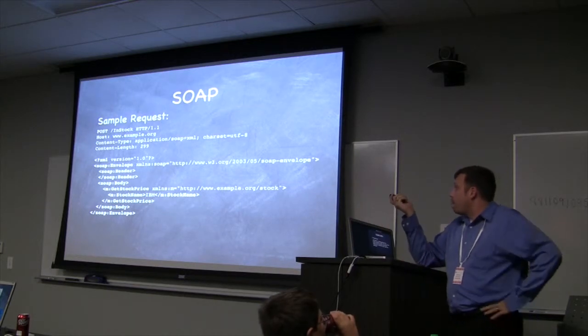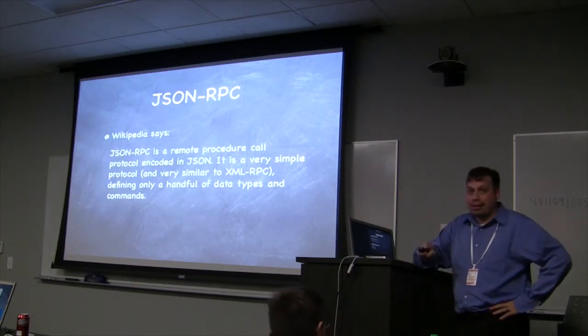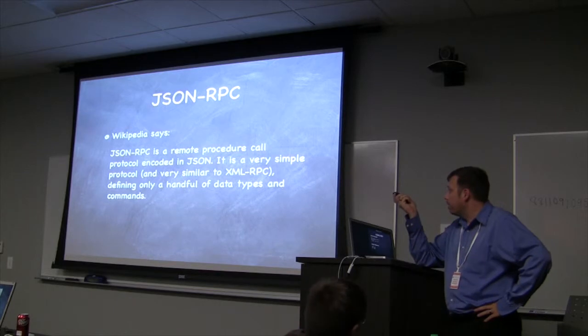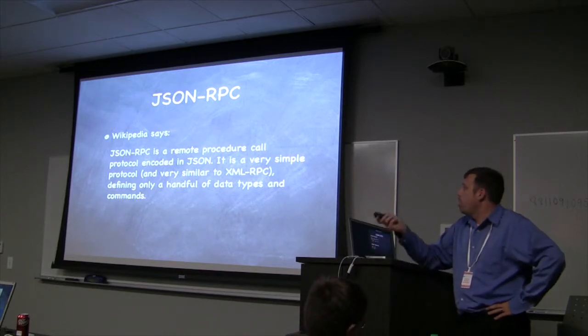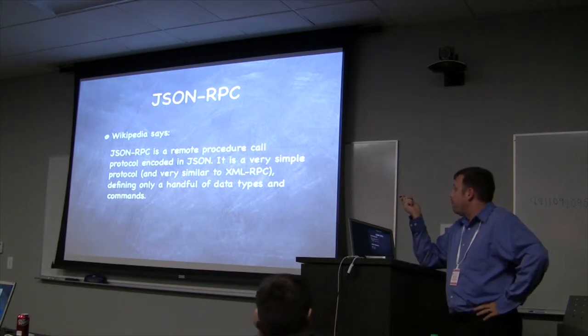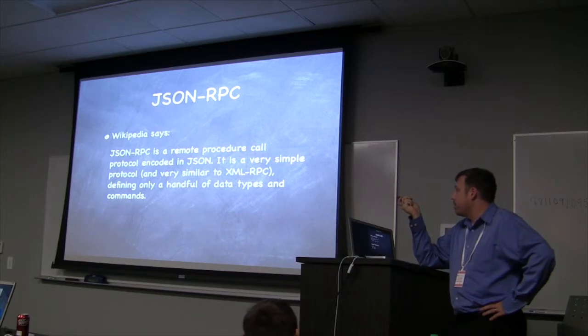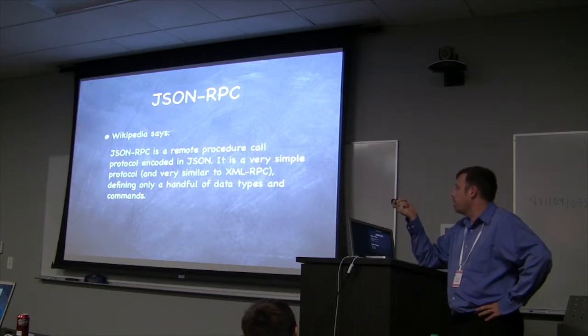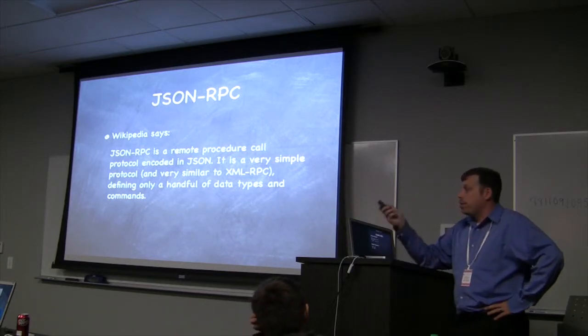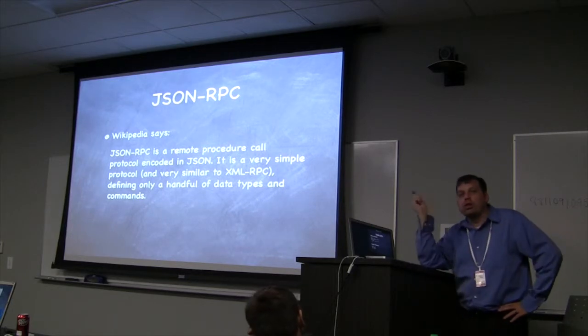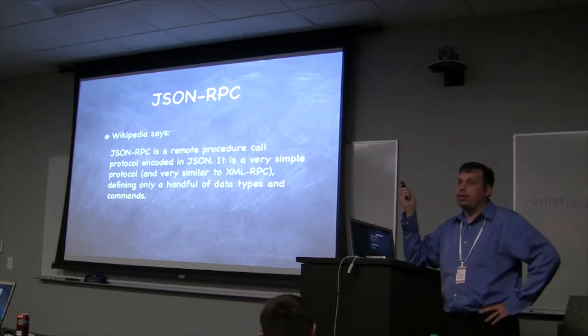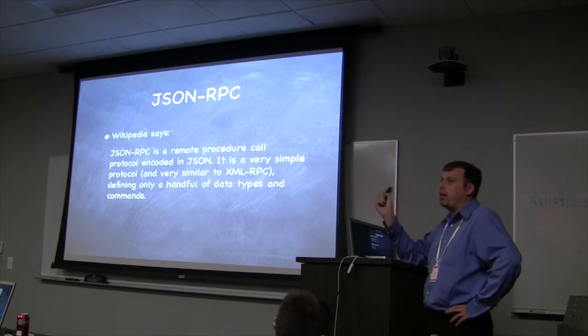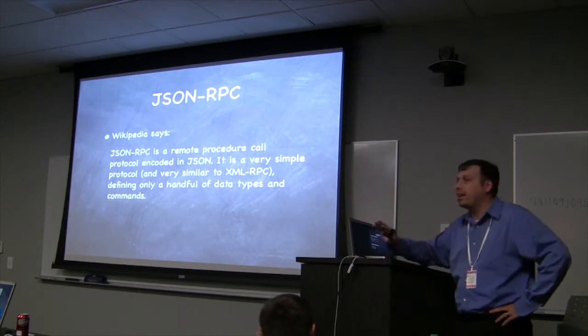So, JSONRPC. This one is a remote procedural call protocol encoded in JSON. Very simple, very similar to XMLRPC, it defines only a handful of data types and commands. This one is by far the absolute easiest way to do a remote procedural call style API. Ridiculously simple.